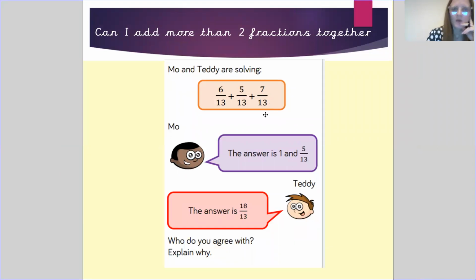Okay. Mo and Teddy are solving the following question. 6/13 plus 5/13 plus 7/13. Mo says that the answer is 1 and 5/13, and Teddy says that the answer is 18/13. Who do you agree with, and explain why? So remember what we do when we add our fractions together. Remember that the numerator changes, the denominator stays the same. Also remember how you change your improper fraction into a mixed number, and that should help with this question.